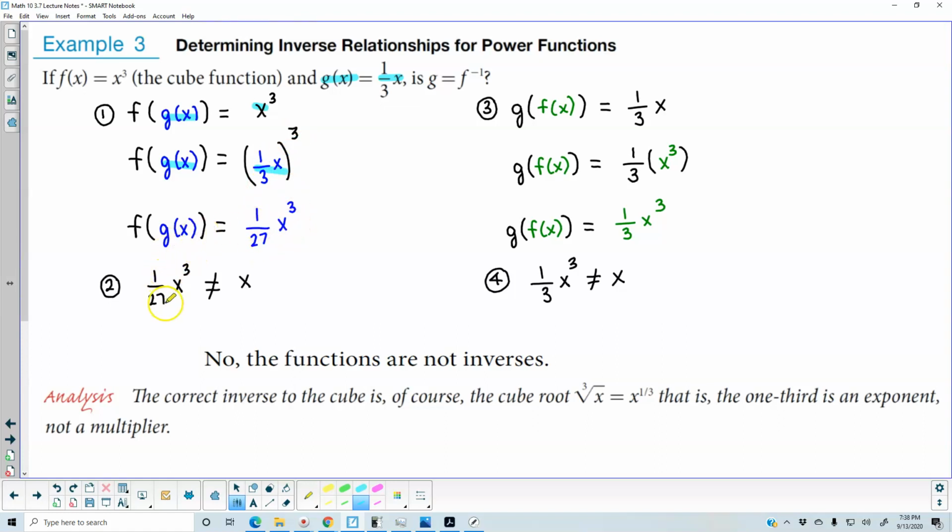Now notice that 1 over 27 x cubed does not equal x. So immediately right there we can say that the functions are not inverses. But let's just go ahead and look at the other step.